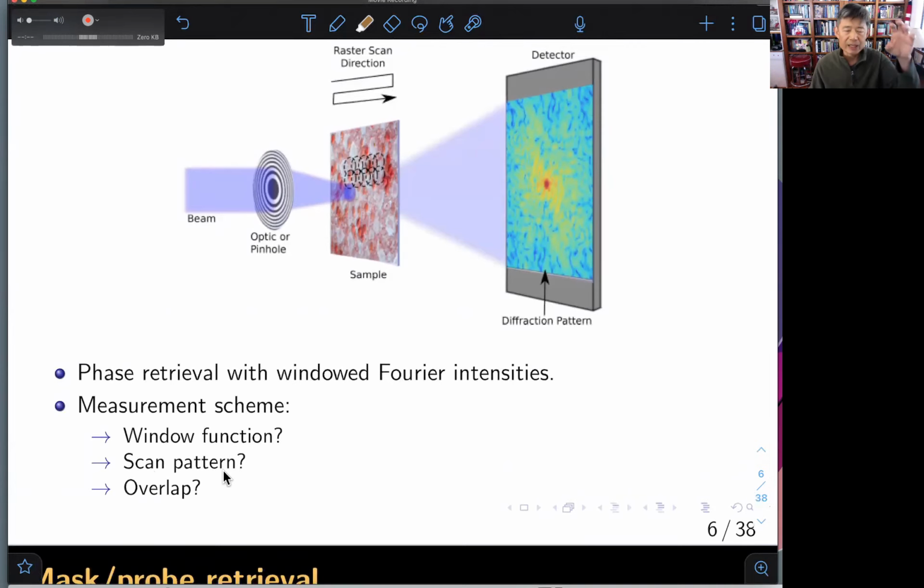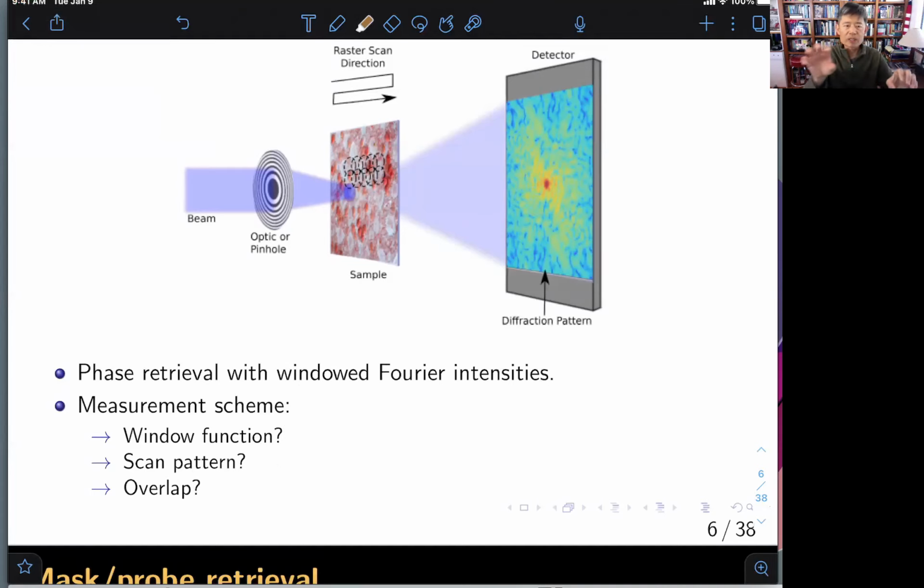Secondly, the scanning pattern. Here I'm doing what's called the raster scan, meaning that you move in the same direction, horizontal, vertical, but with the same step size. That's a typical standard raster scan. If you have not worked in this area, you'll probably say, well, just do this. It would not work, so that's a fair question. What is the best scanning pattern, for example? Or does the raster scan pattern work in this phase retrieval problem with windowed Fourier transform?